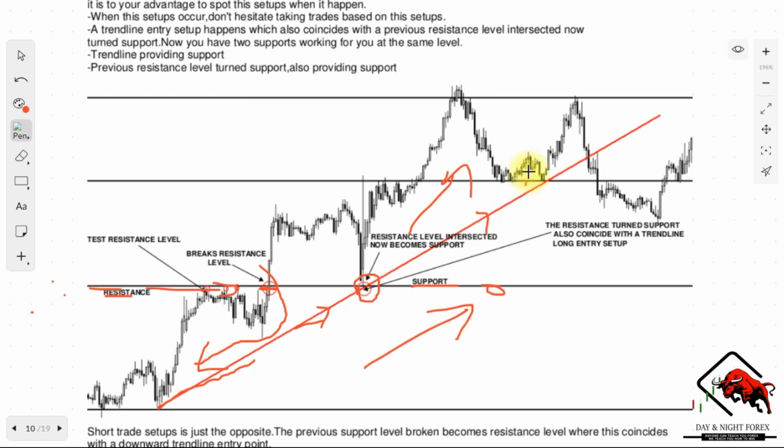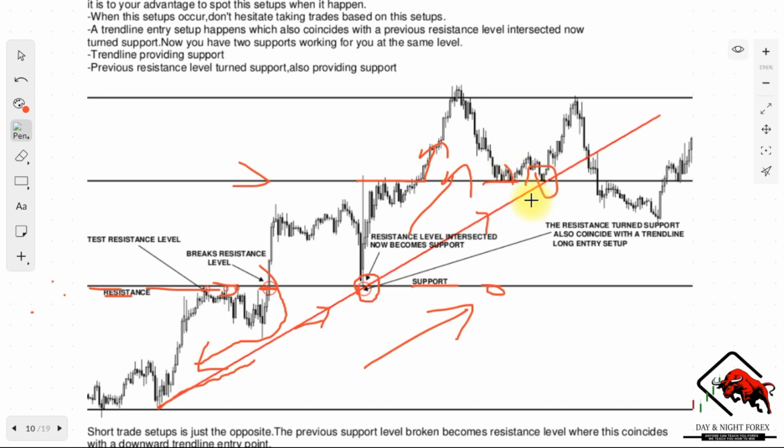Again, the same thing happened here. As you can see, we still have our trend line support, and then we also have a horizontal line right here. So as you can see, it was resistance, broke through, turned into support, and then here we have double confirmation.